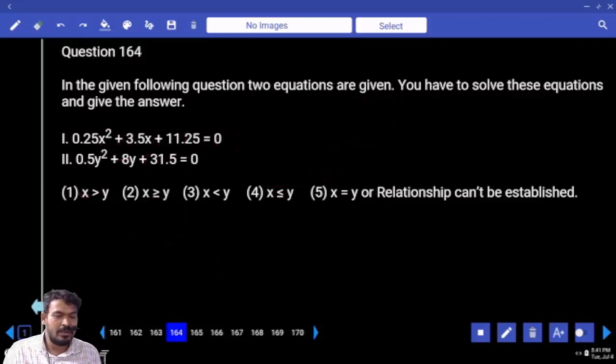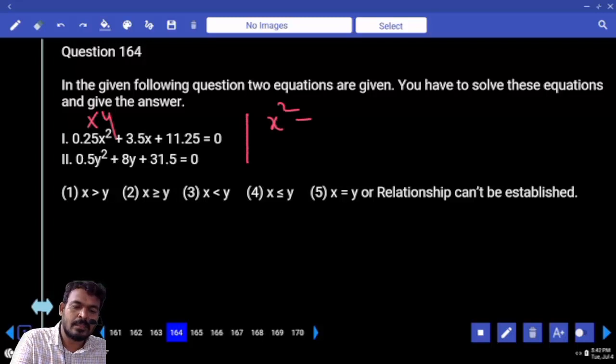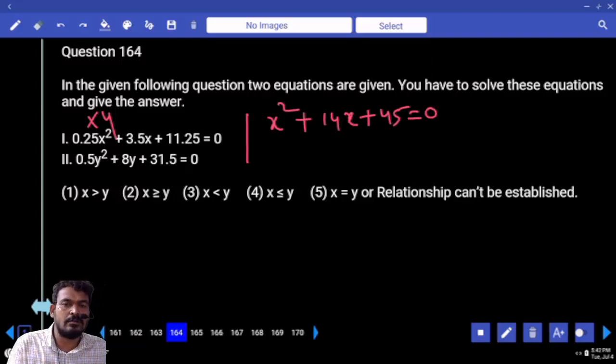164. 0.25 x square plus 3.5 x plus 11.25 equal to 0. 0.25 double is 0.5, 0.5 double is 1, means the entire equation is multiplied by 4. Total equation is multiplied by 4. First one we are getting x square plus 14x plus 45 equal to 0.